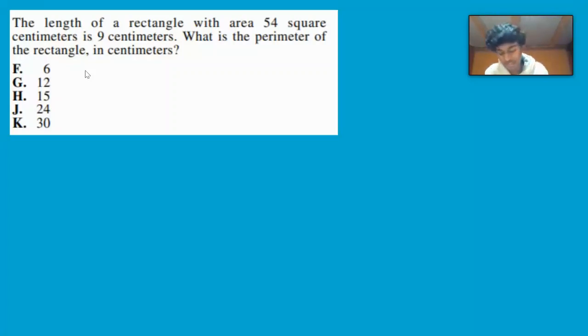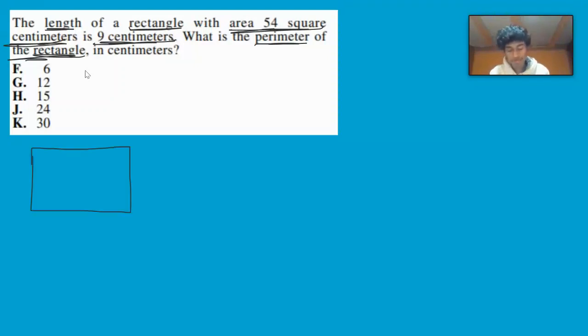Okay, so we were given that the length of a rectangle with area 54 square centimeters is 9 centimeters. We want to know the perimeter of the rectangle. If we have a rectangle, let's sketch this out, with an area of 54, so this is 54, and this is 9.